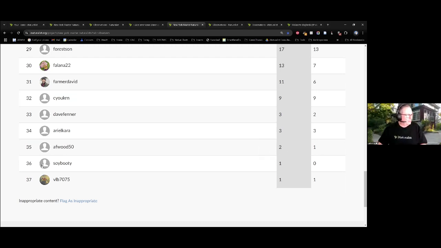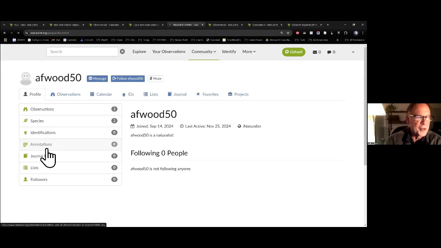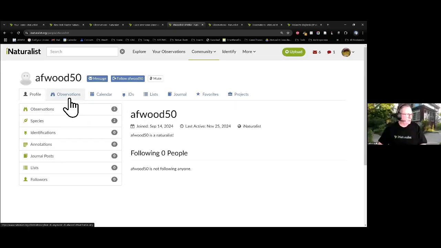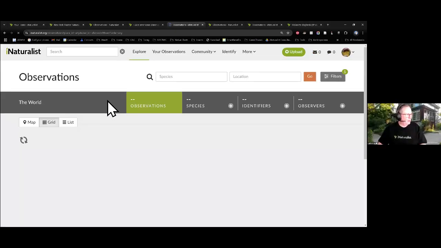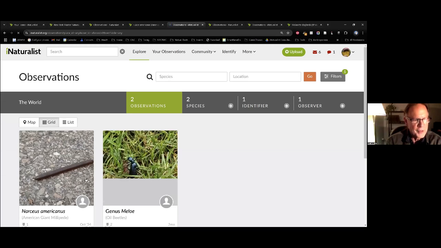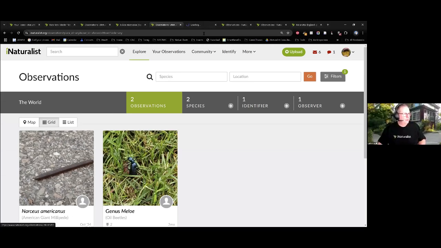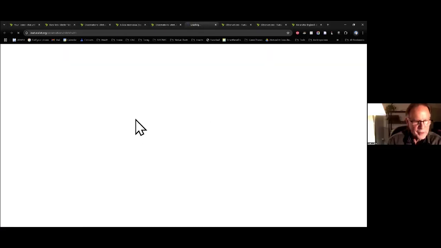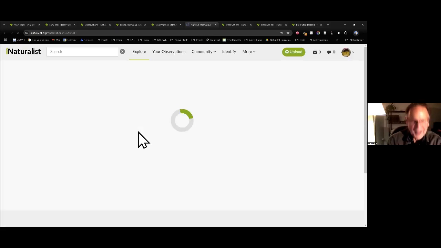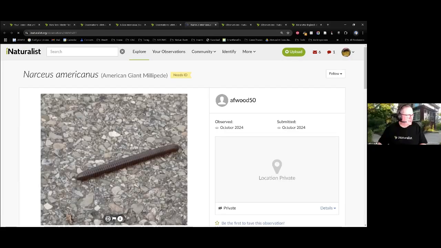These aren't clickable, unfortunately, but I could click your profile. I probably don't have much on there. And I could look, and you've got your 2 observations. Look at that. I can see what observations you've made. There you go. Oh, I know this one. I can agree with your identification. Yeah, an oil beetle and a millipede. That was it. You got it. There's nothing else like this.